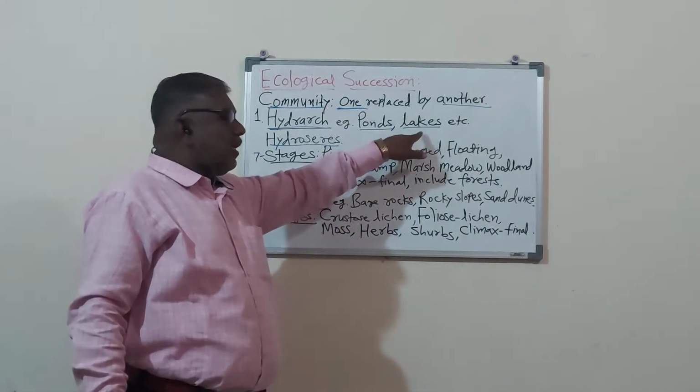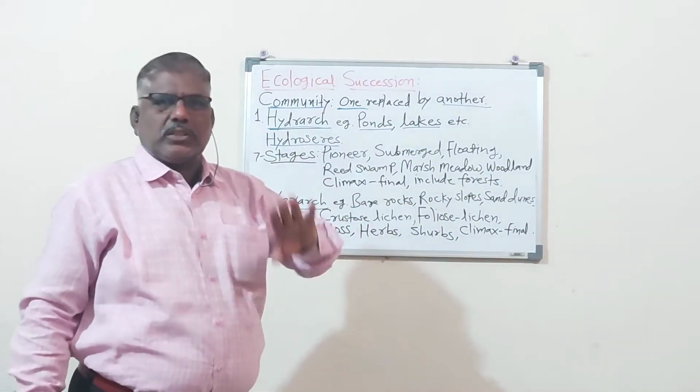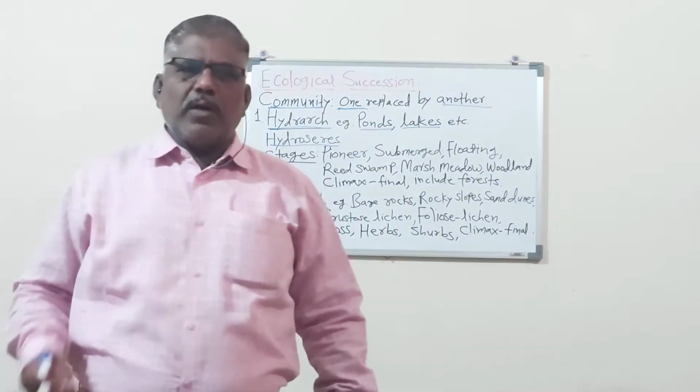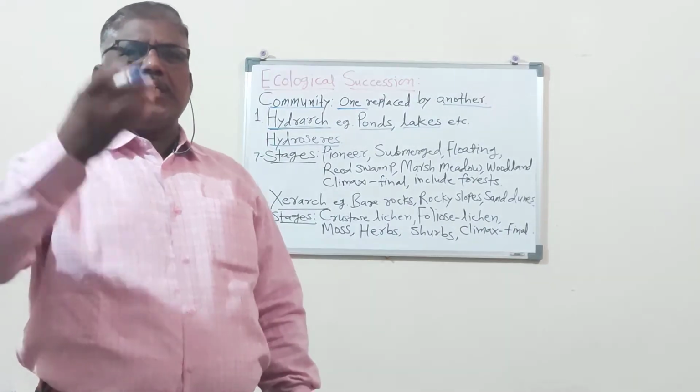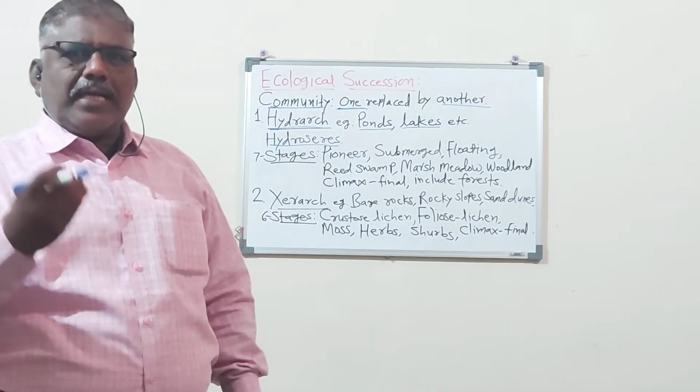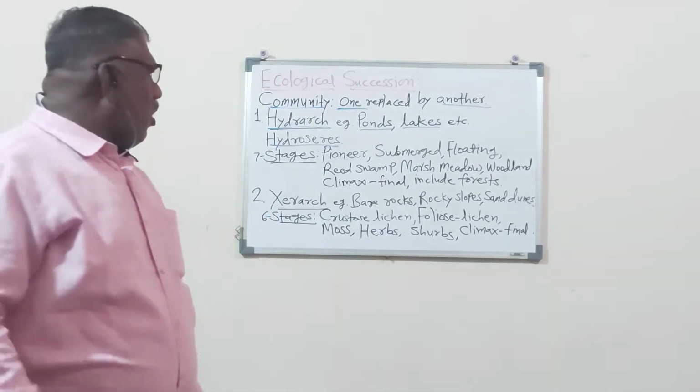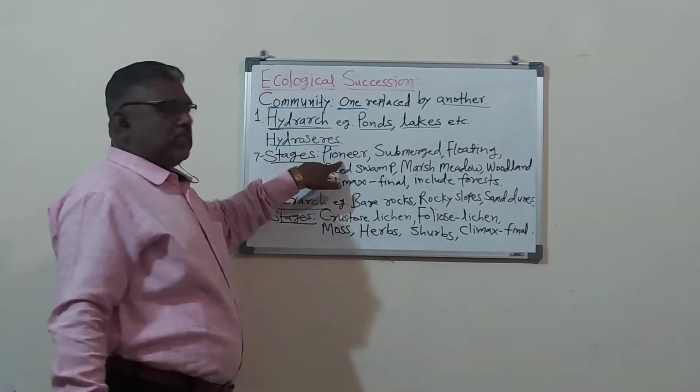So in that pond water or in that lake water, now the first community is developed. The first stage of ecological succession is started there, and that stage is called the pioneer stage.